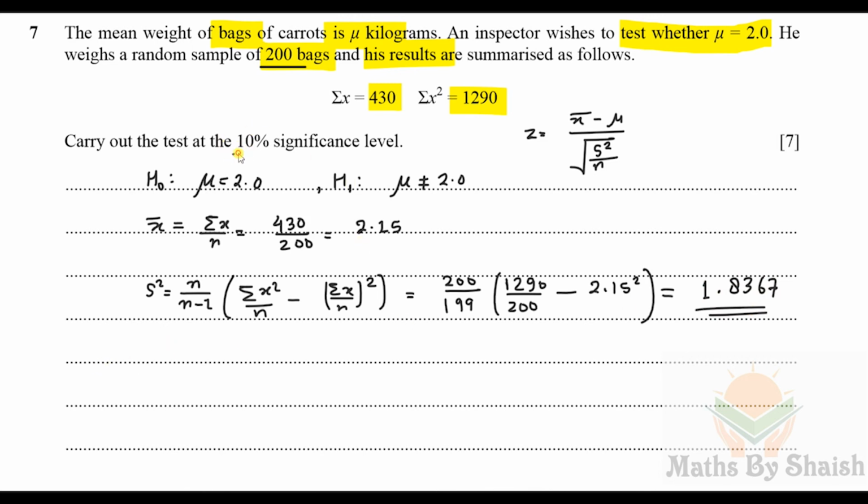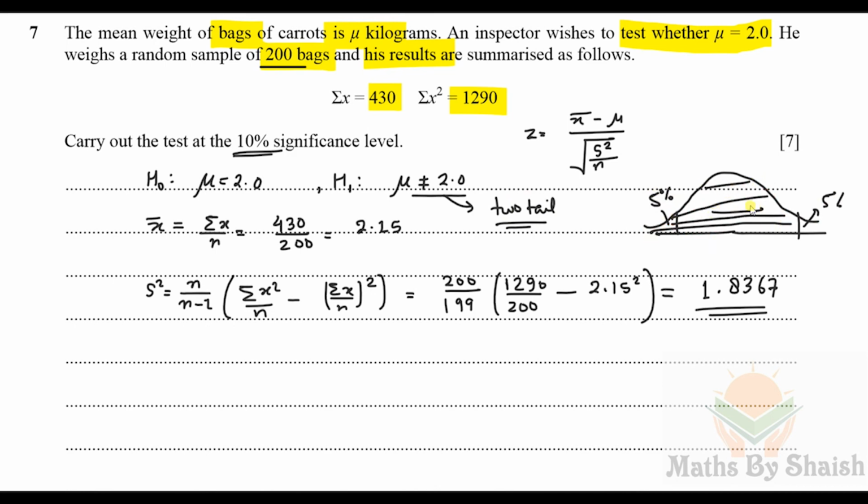For the test, let's check what we are going to search for. At 10% significance level, if we draw the normal distribution graph, it is two tail, since H1 is not equal to. With a 10% significance level, 5% would be in each tail, so the total probability up to this place would be 95%. Corresponding to 95%, the z value is 1.645.